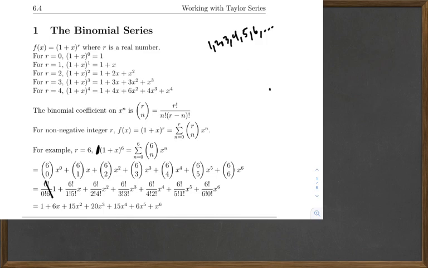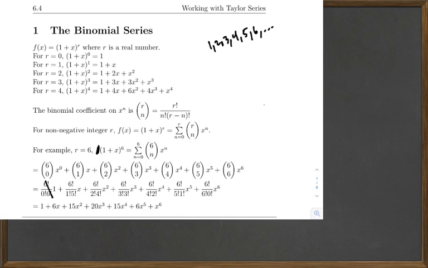The next one is 6 factorial over 2 factorial times 4 factorial. So write the 6 factorial as 6 times 5 times 4 factorial, all over 2 factorial times 4 factorial. So the 4 factorials absorb. 2 factorial is just 2 times 1. So 2 goes into 6 3 times. 3 times 5 is 15. So that goes with the x squared.